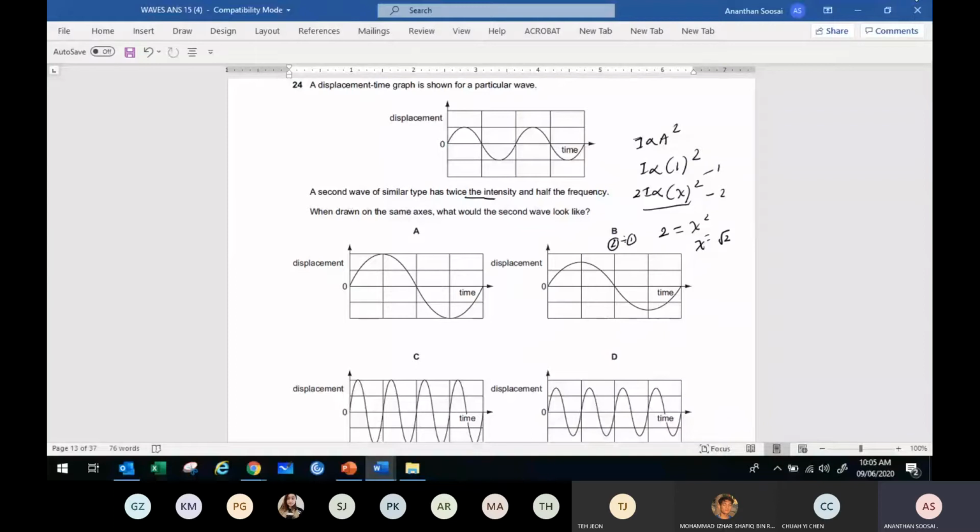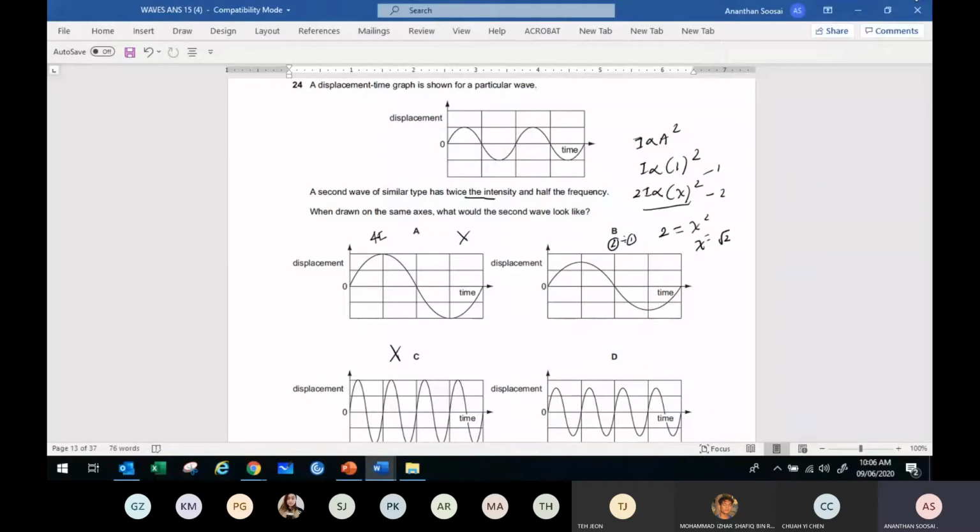So it's not even 2, it's going to be root 2. So A cannot be the answer, because 2 boxes means the intensity should be 4I. C also cannot be the answer because it is still 2 boxes. So B and D could be the answer, because it cannot be 2 boxes. Root 2 is 1 point something, right? So B or D should be the answer.